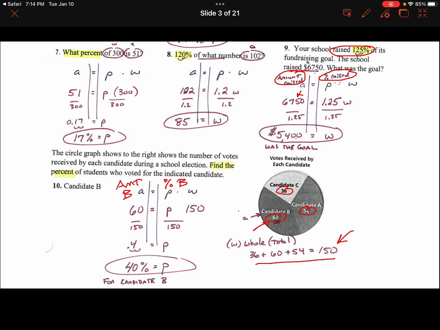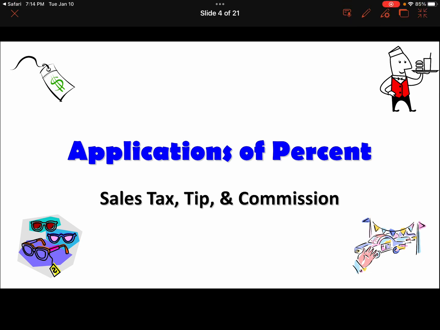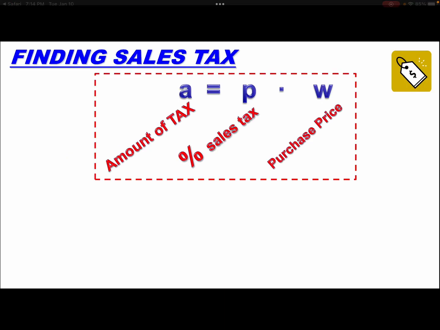All right, so go ahead and open up to page 4. And today we're going to get into sales tax and tip. We're actually not going to be doing commission this year, but we will discuss sales tax and tip today. All right, and go ahead and open to page 4. Once again, have your calculator. This is set up for you.